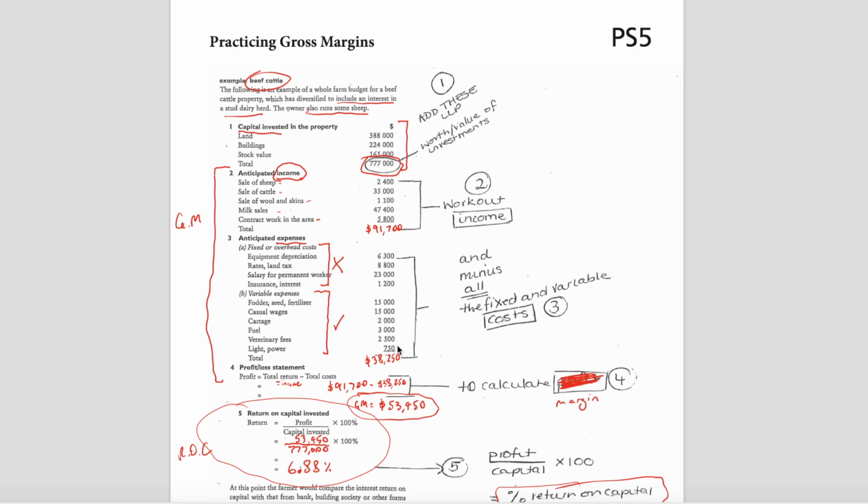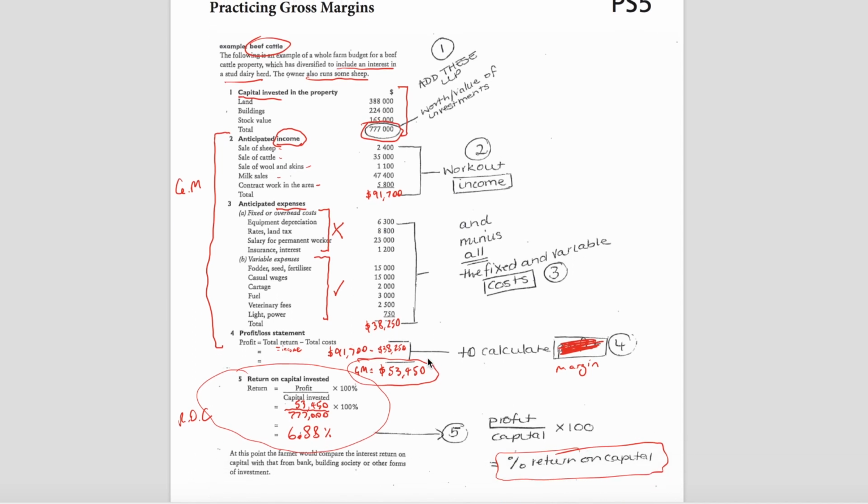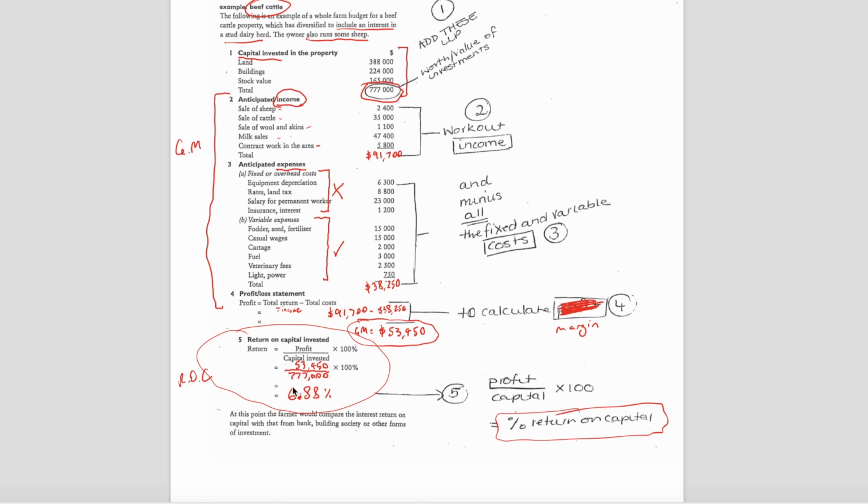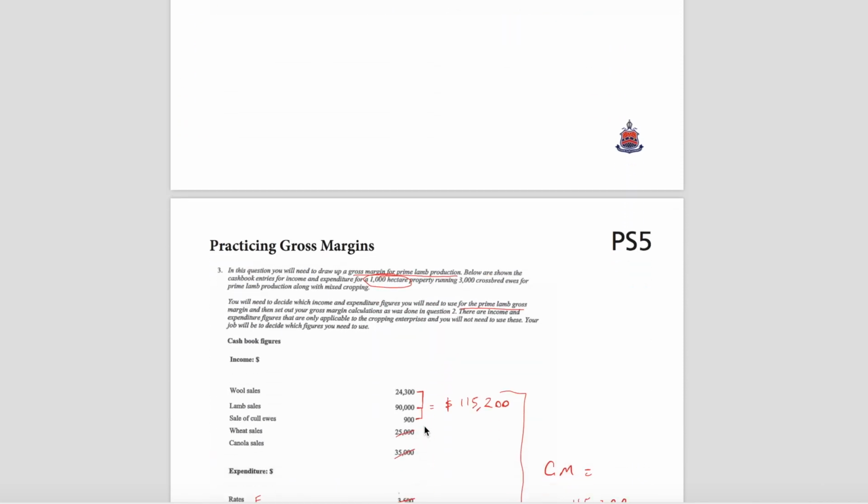And then once you work out the total costs, $38,250. And then once you take away the costs from the income, you get a gross margin of $53,450, and you put that over that return over the capital invested, and the return on the capital is 6.88%, which is quite a good return. If you put money in a bank account, you'd get about 4% return, 3% return. So 6.88% return is quite good.